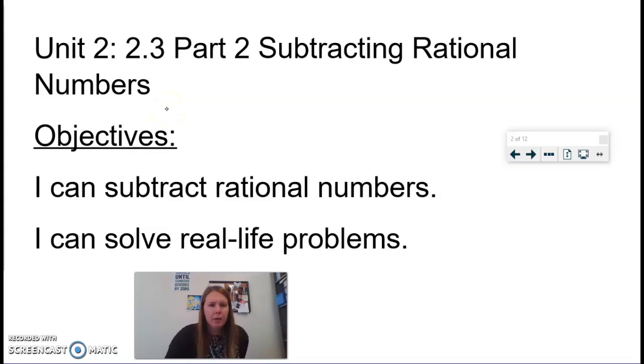Remember, I split this up on purpose to give you a little more time to practice those addition and subtraction skills with your rational numbers.